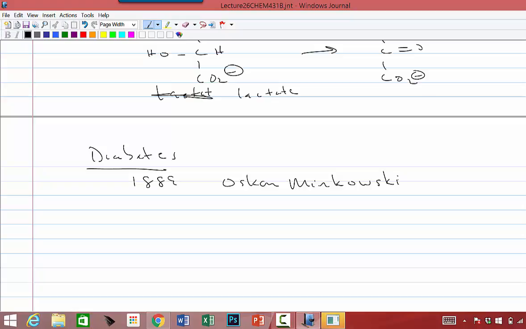And somebody else by the name of Joseph von Mering. They were studying the typical mammal that was used for experimentation around the turn of the last century. Does anyone know what that mammal is? Not pigs. We talked about this animal before. Dogs. Okay, so dogs were a major organism that was used.